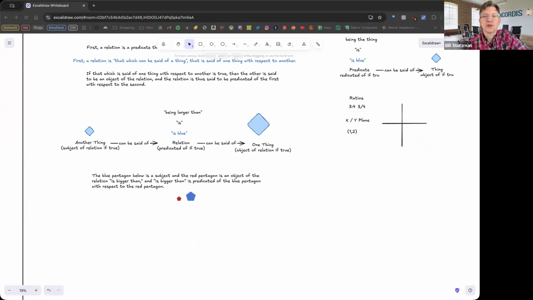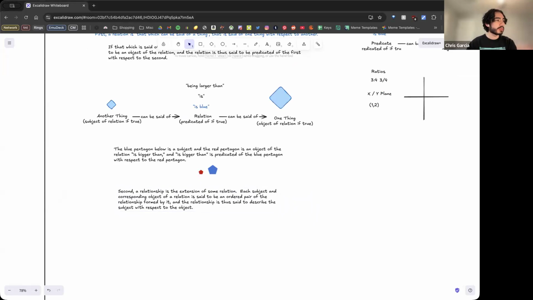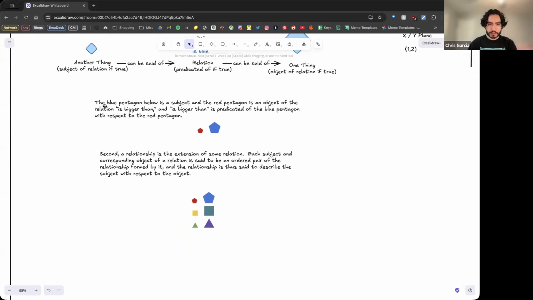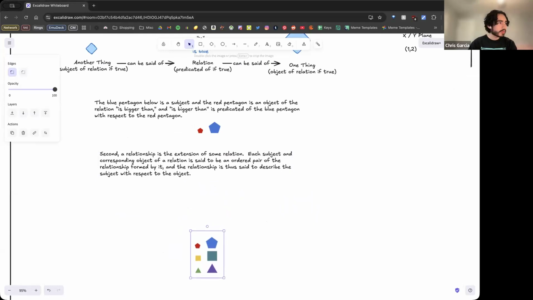Second, a relationship is the extension of some relation. Each subject and corresponding object of a relation is said to be an ordered pair of the relationship formed by it, and the relationship is thus said to describe the subject with respect to the object. Okay. We'll get that in here. And we'll grab an example.